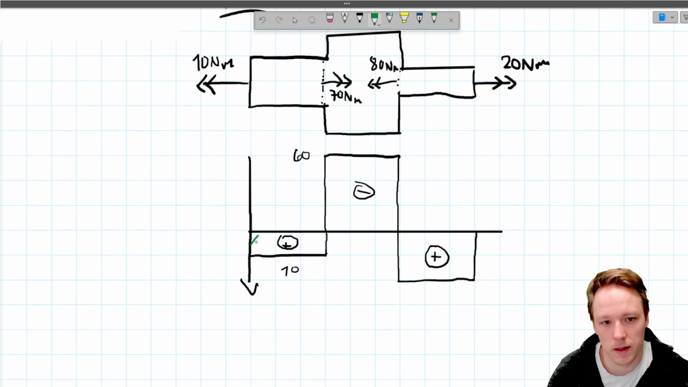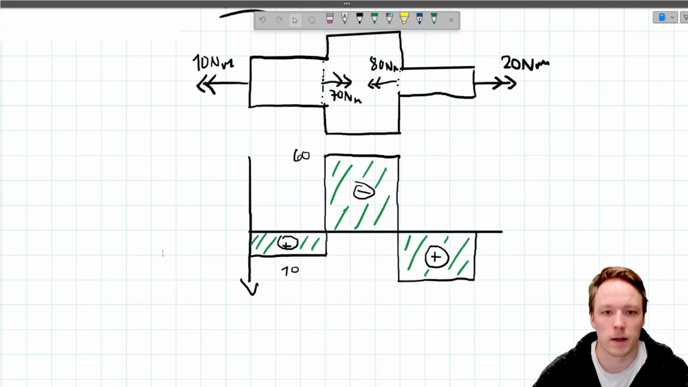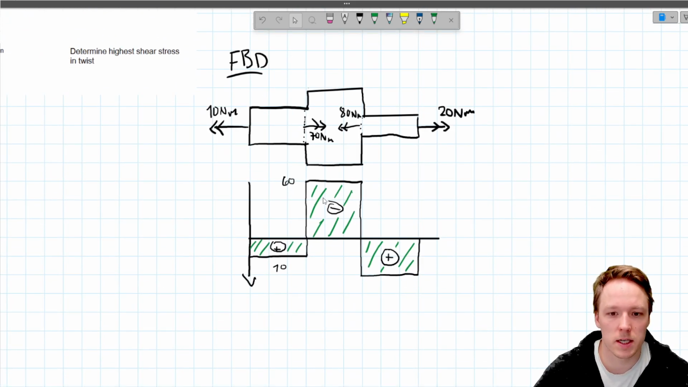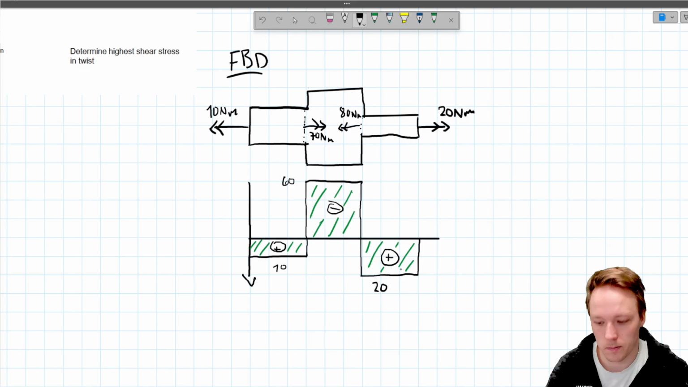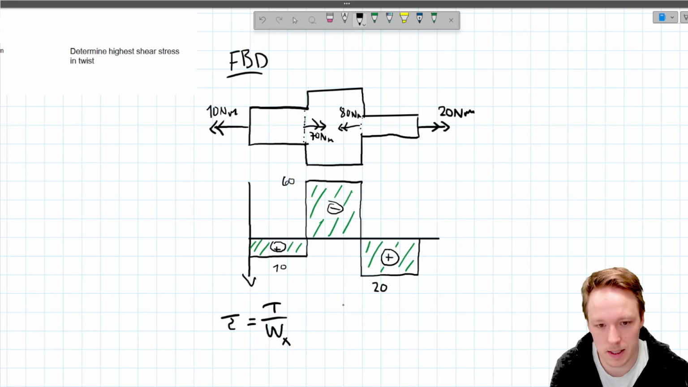I like to highlight this cross section so it's easier to visualize what is the actual side here. So I visualize this like that. And now with this internal torque diagram, we can easily calculate the stresses. So the formula for shear stress in case of twist was tau is torque divided by section modulus around axis x.